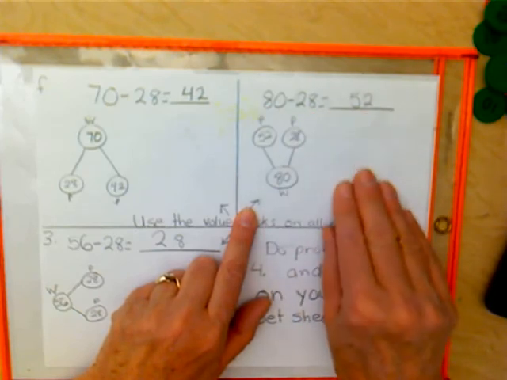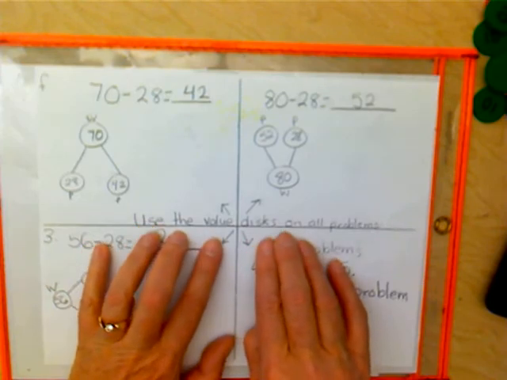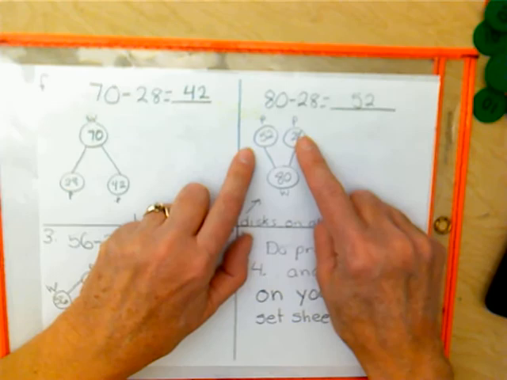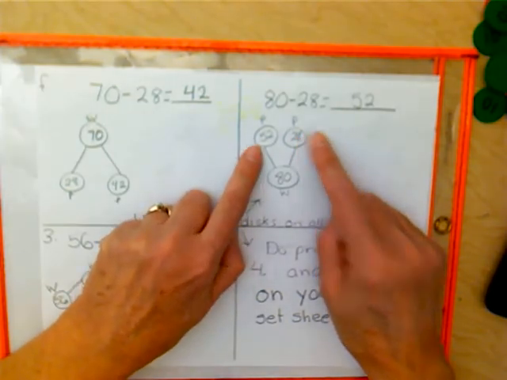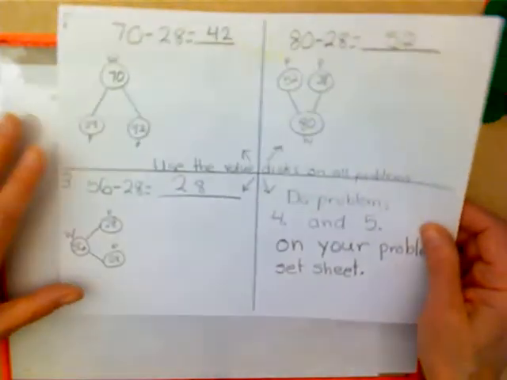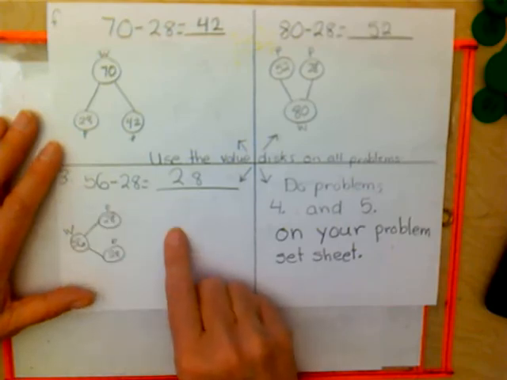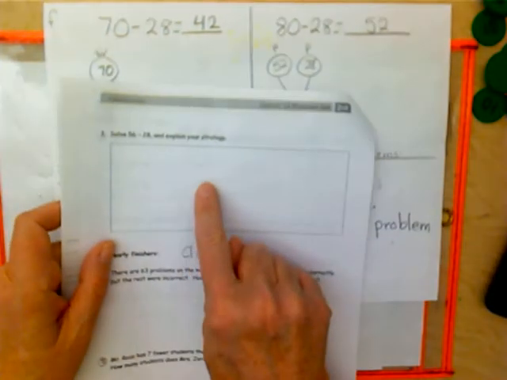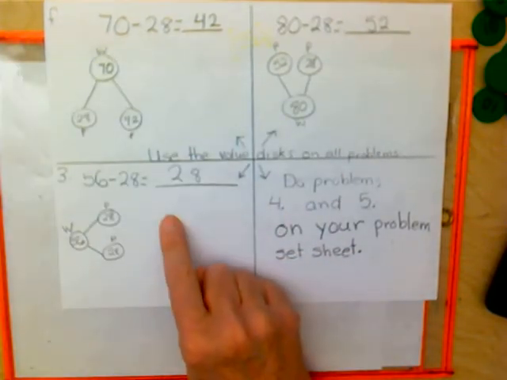I don't want to see a standard algorithm. I want to see those problems being worked with the value discs. The whole was 80. We were given 28, and we had to come up with 52. And then on problem number 3, that was this one right here. You may have shown it here. I'm just going to show it here.